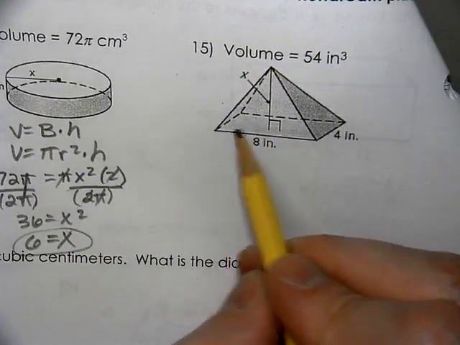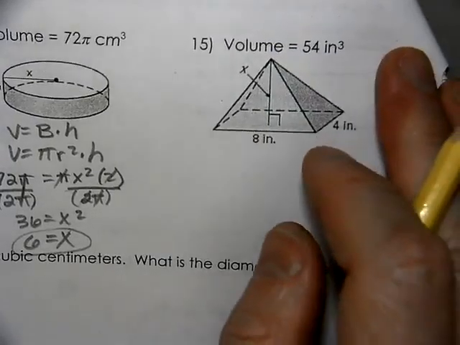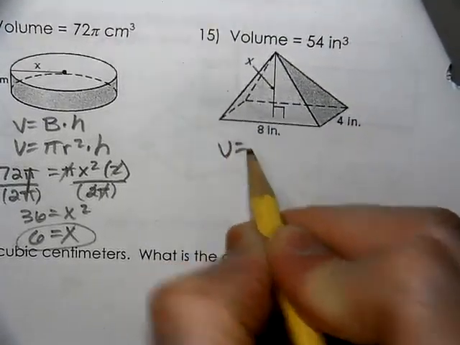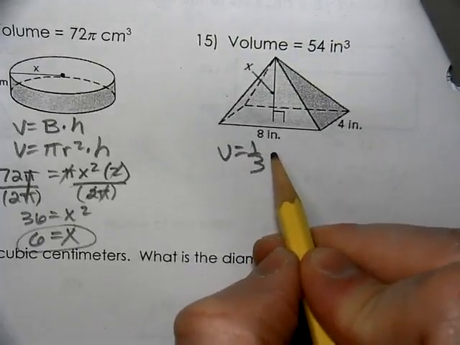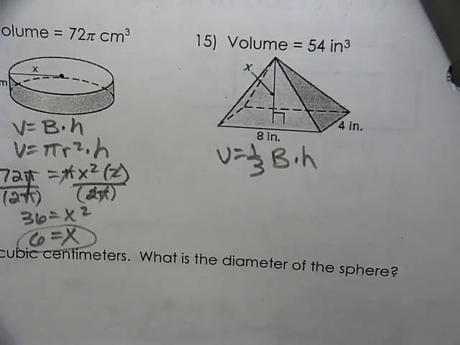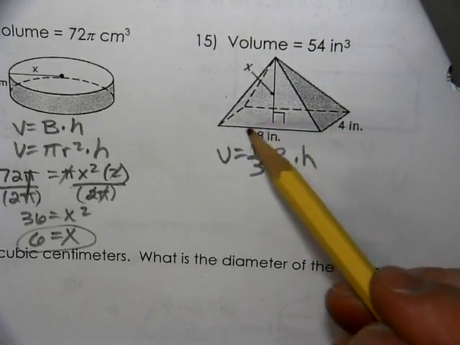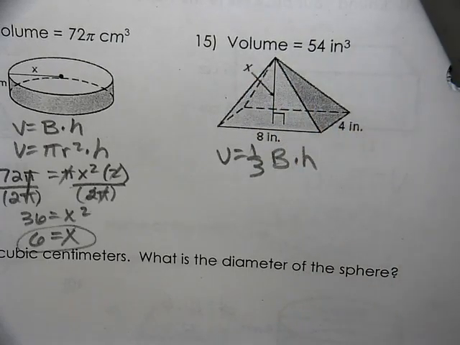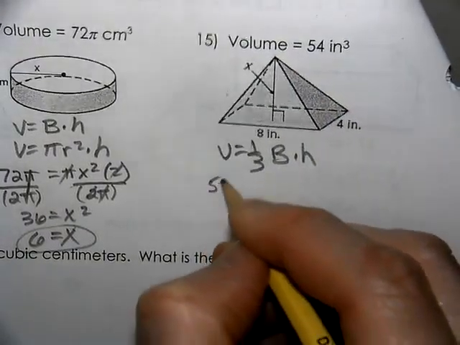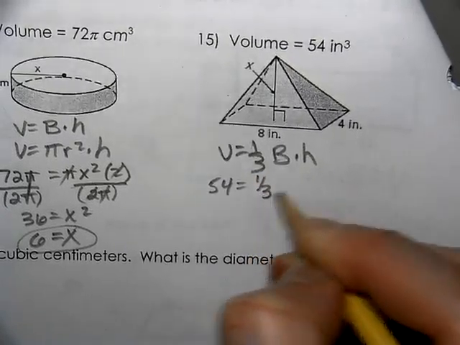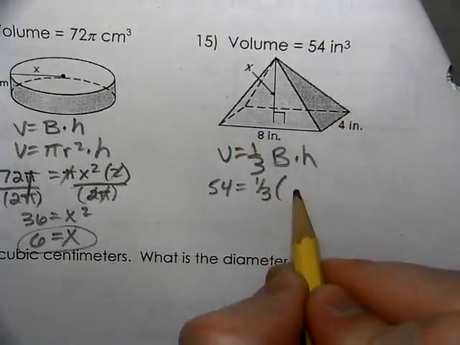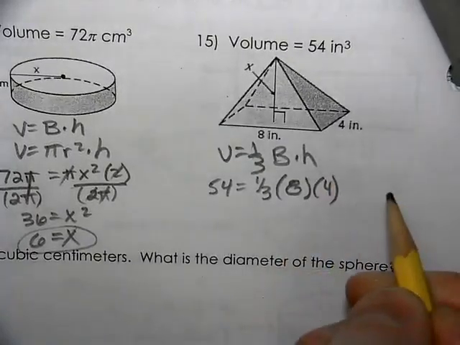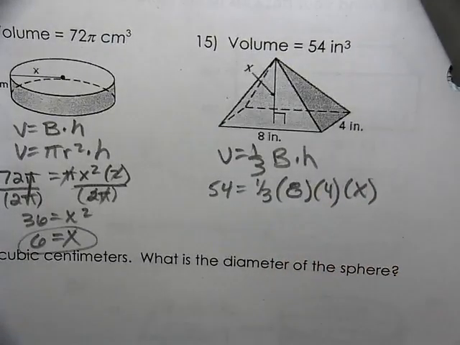Next we have a rectangular pyramid. The rectangular pyramid is 1/3 base times height. It's 1/3 because it comes up to a point. It's base, so we have to find the area of the rectangle times the height, and that's our unknown x value. We know the volume is supposed to be 54. We want 1/3 of our base. Our base is the rectangle. 8 times 4. Our height is our unknown x.